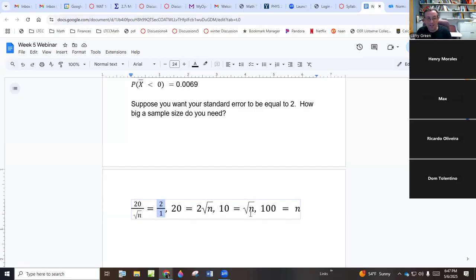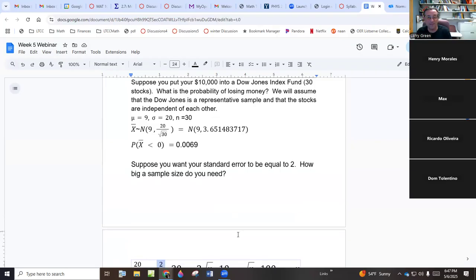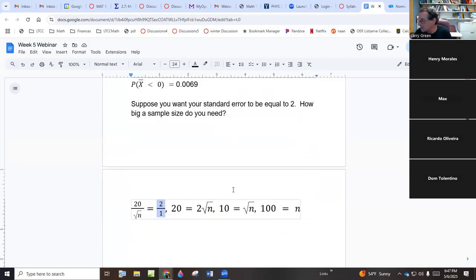To get rid of a root, you take the square of both sides. If I take 10 squared, I get 100. And the square root and the square cancel, and you get n. So I need to have 100 different stocks that are independent of each other if I want a standard error to be equal to 2 instead of 3.65. Any questions at all on this idea? Any questions?